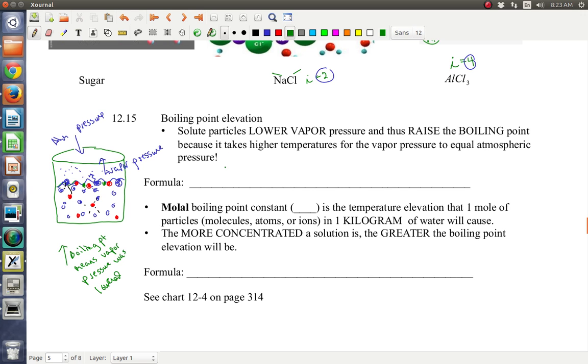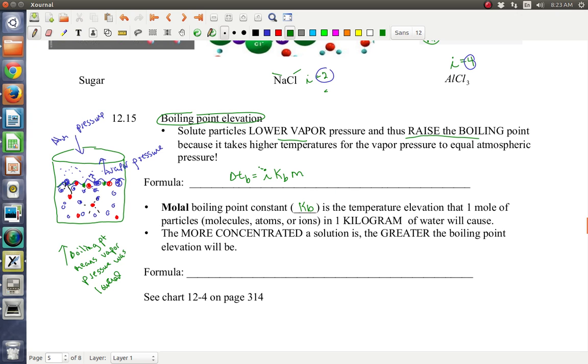All right, let's talk about the formulas we're going to need. We're going to use formulas to calculate how much our boiling point goes up. Solute particles lower the vapor pressure, that's what I just said, and thus raise the boiling point. So the formula we're going to use is delta T sub B equals i, which is that particle count, times K sub B, times little m. The K sub B is the molal boiling point constant, and you'll be able to look that up in a chart or it'll be given to you. And the little m is molality.